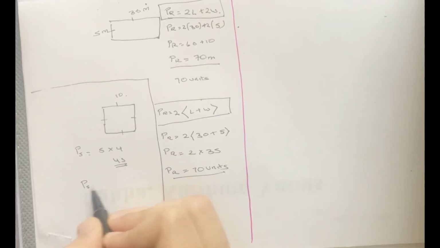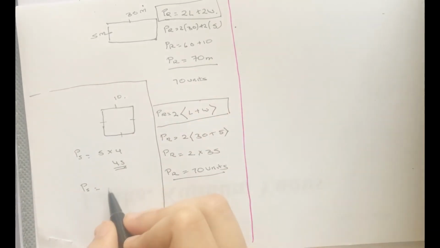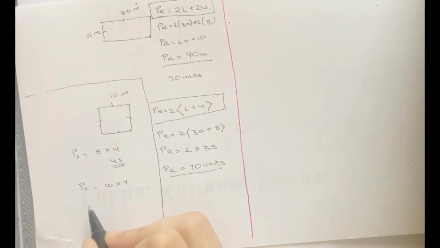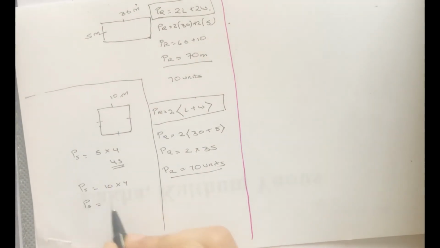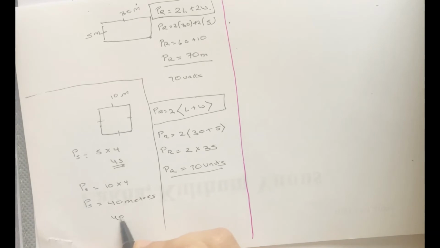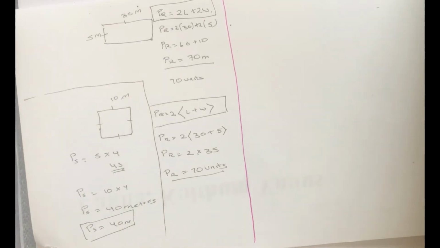So the perimeter of a square, your side here is 10, so 10 times 4. Let's put meters here. So now you have the perimeter of a square equal to 10 times 4, that is 40 meters. Isn't that easy, guys? Yes, it is. Now you know how to find the perimeter of a rectangle, you know how to find the perimeter of a square. Wow, you're doing great.